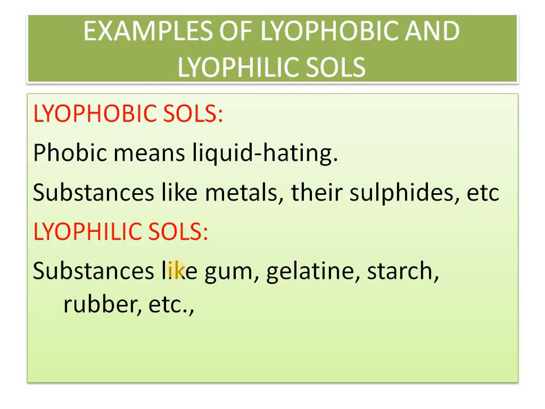Now lyophobic: phobic means liquid hating, and examples are metal sols and metal sulfides like silver sulfide, gold sulfide. All these sulfide ores, PbS, all these come under lyophobic because they can be easily precipitated. Lyophilic, water loving: water loving means gelatin, jam, starch. These are easily formed, stable, reversible, and have less surface tension. So all these things are important in terms of knowledge.